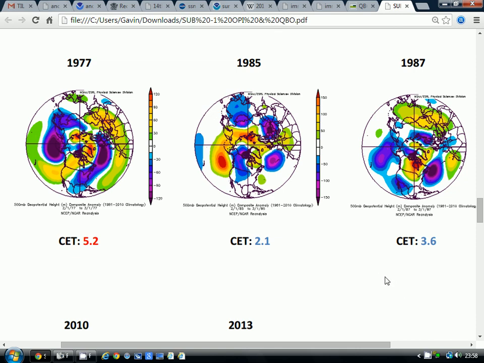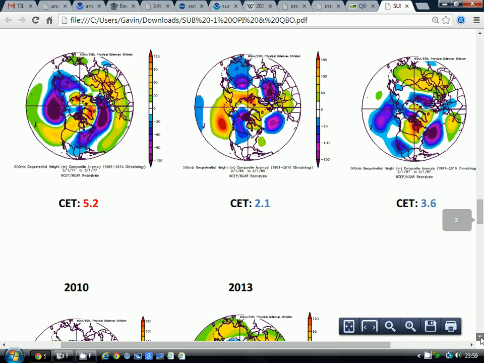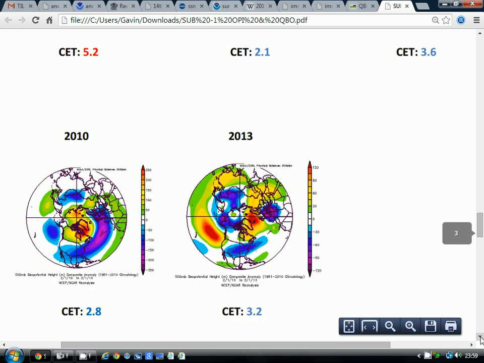February 85, very cold month, just central temperature 2.1. Wasn't quite as cold as January, but still cold with a fair amount of snow. February 87, again a bit of a moderation compared to January. It's still colder than average CET at 3.6, but it's milder, or less cold really, than was the case in January 1987. That big freeze in January 87 did moderate later on.